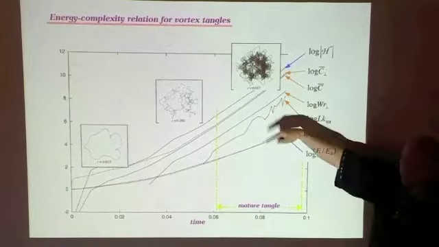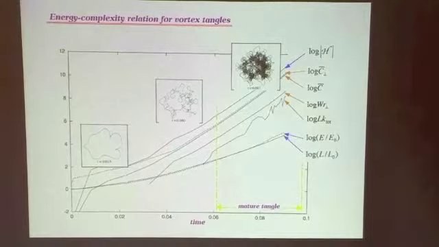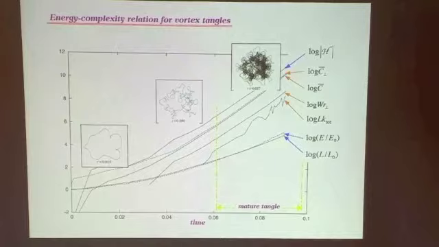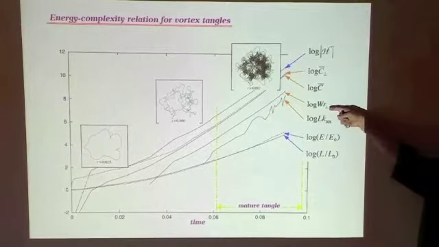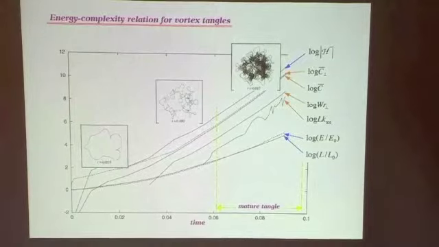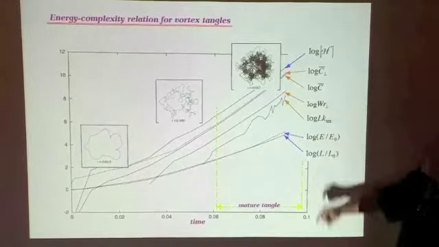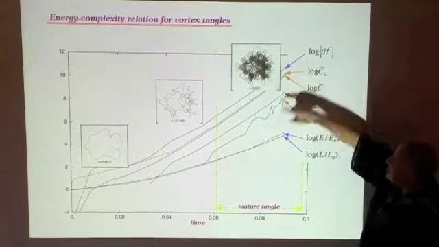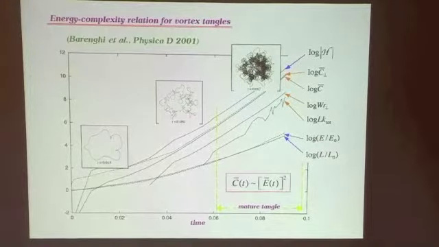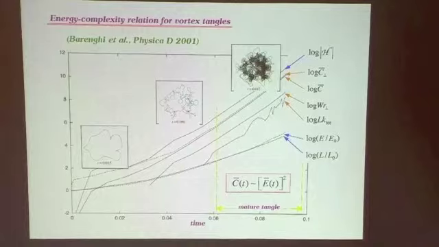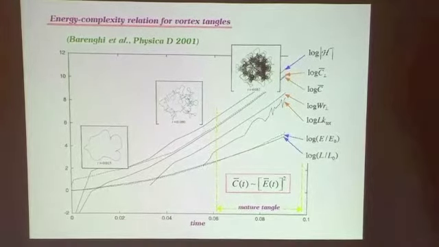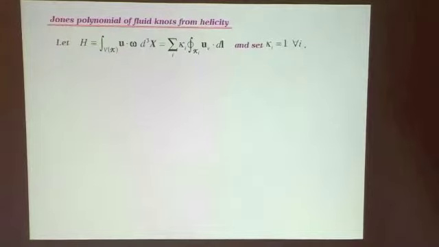The linking number, of course, flips and jumps because of the reconnection mechanisms, and the estimated writhing number, the average cross section and estimated average cross section, and helicity. And you see this power law in the mature tangle suggests a relationship with energy of this type, and it is quite interesting because it's so simple, and on the other hand opens doors to further investigation.